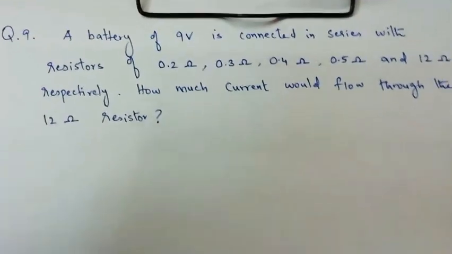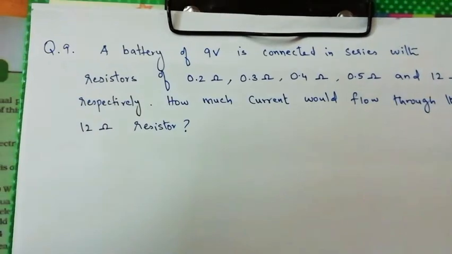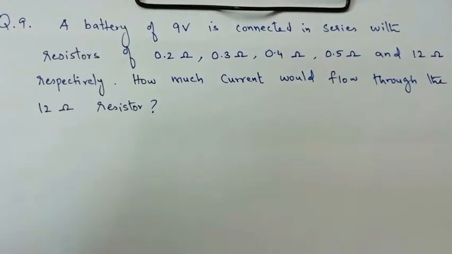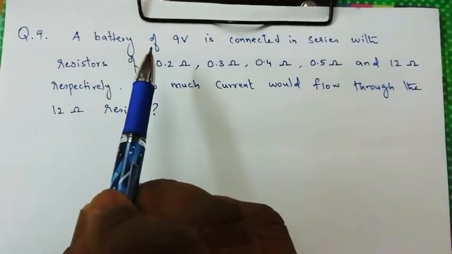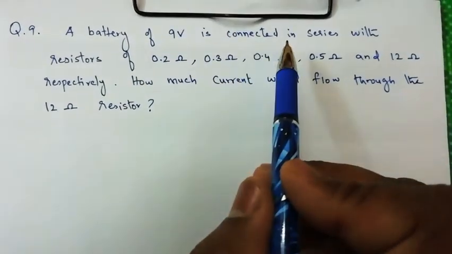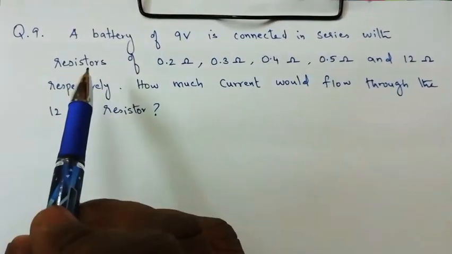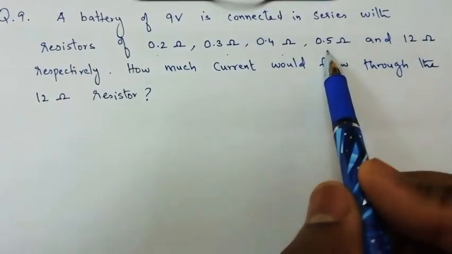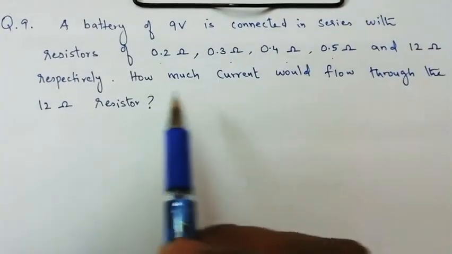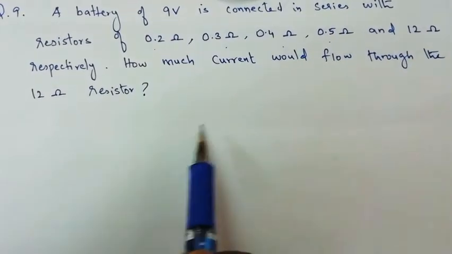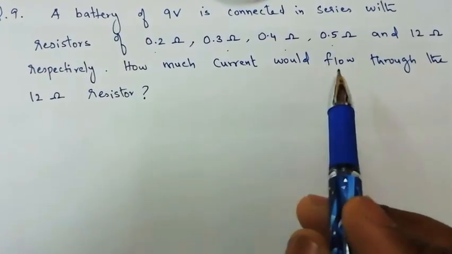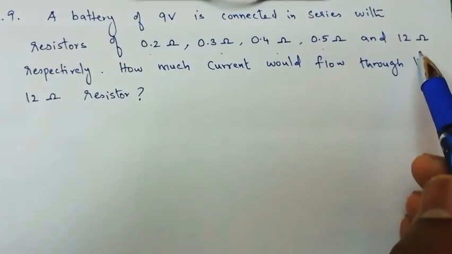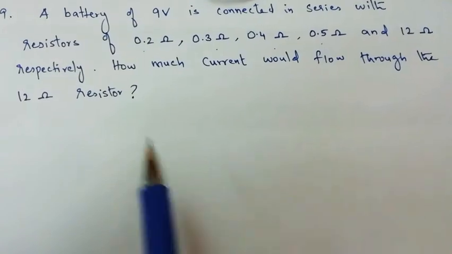Now we'll move on to a book example, and this is the 9th question given in your book. I'm going to read this question and we are going to do this example. A battery of 9 volt is connected in series with resistors. So 5 resistors are there, 0.2, 0.3, 0.4, 0.5 and then 12 ohms respectively, which means they are all connected in series. How much current would flow through the 12 ohm resistor? They are asking how much current is flowing through the complete resistor.